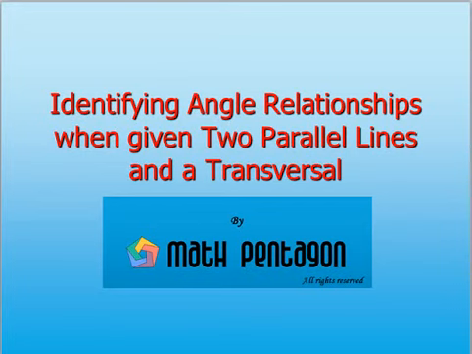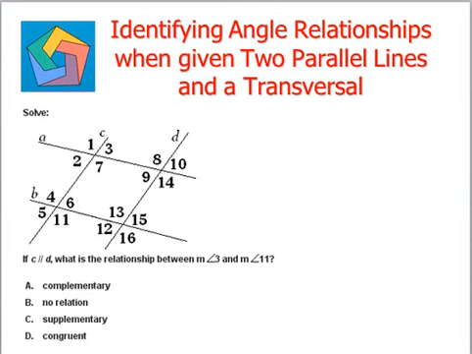Hello and welcome. Our topic for the day is identifying angle relationships when given two parallel lines and a transversal. Let's understand with the help of some questions. Solve: if C is parallel to D, that is this line, I'm marking it with the two arrows.